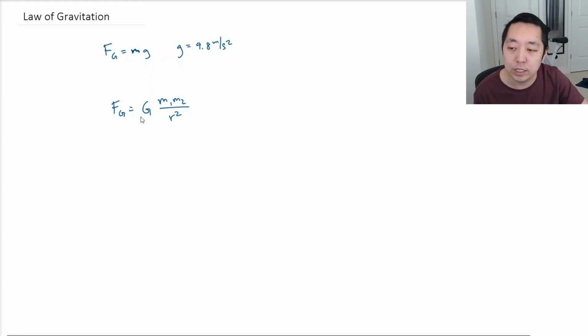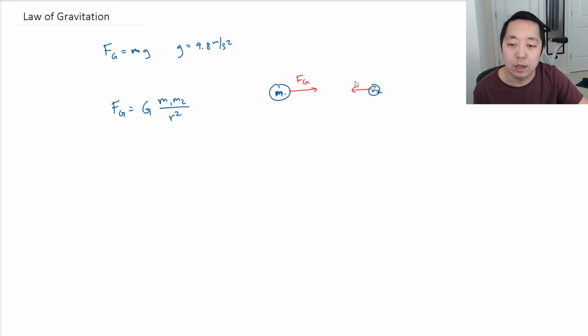So if I have two objects with masses m1 and m2, they will attract each other with a force of gravity. So anything with mass will apply a force of gravity. Now, by Newton's third law, whatever force is applied by gravity is equal and opposite on the other one. So that's why both objects feel the force of gravity. Like, when the Earth pulls on me, I pull on the Earth also at the same time.